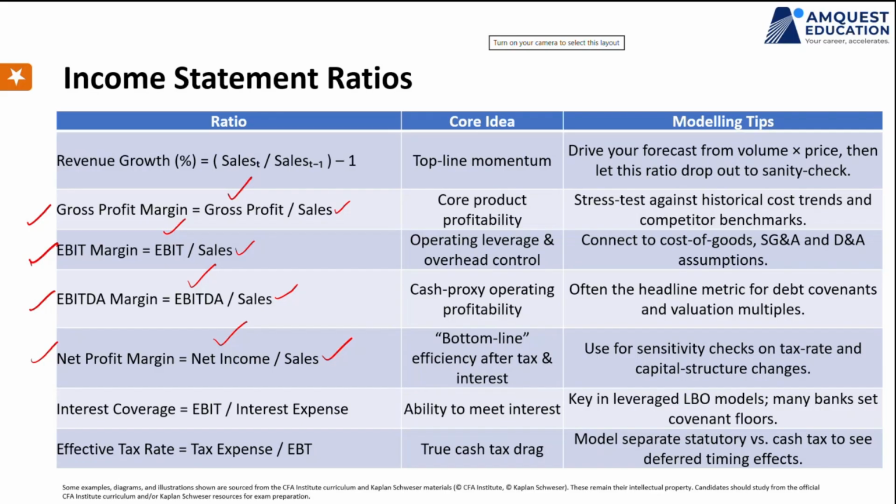Then comes profitability margins, obviously, the higher the better. The higher these ratios are, the better for you as a business. Then comes the interest coverage ratio, EBIT upon interest expense. This means the ability of a company to meet interest. So if there is a company which has interest of $50 and EBIT of $1,000, the interest coverage ratio is 20 times.